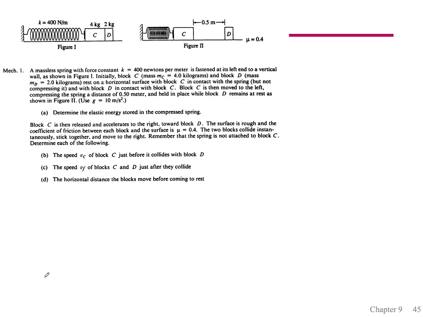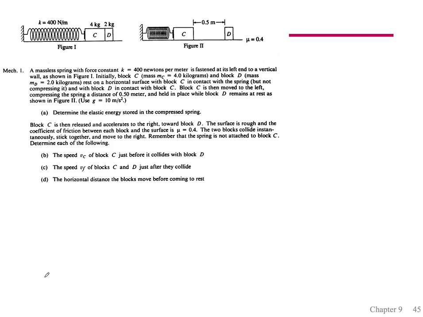Take a look at this one. Here's another mechanics free response question, level 1. A massless spring with force constant 400 is fastened at its left end to a vertical wall as shown. Initially, block C and block D rest on a horizontal surface with block C in contact with the spring, but not compressing it, and with block D in contact with the other block.